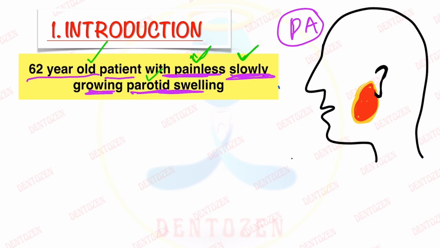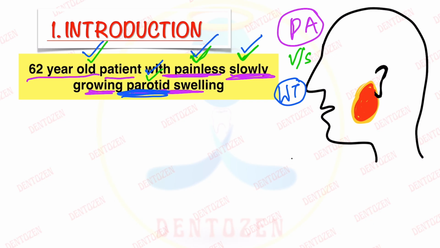Then what about Warthin's tumor? Warthin's tumor also presents in the same way. Yes, it is also seen in old patients. It's also painless. It's also slowly growing and it's exclusively seen in the parotid gland. Then how do we differentiate between these two? Clinically, it is very difficult to differentiate between these two.